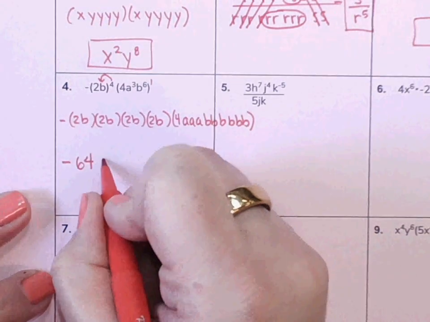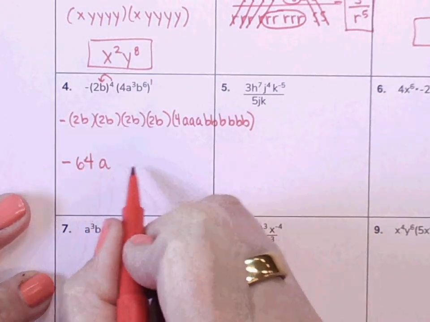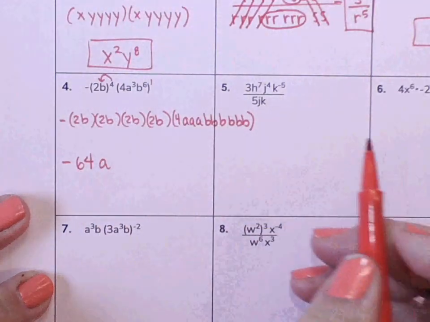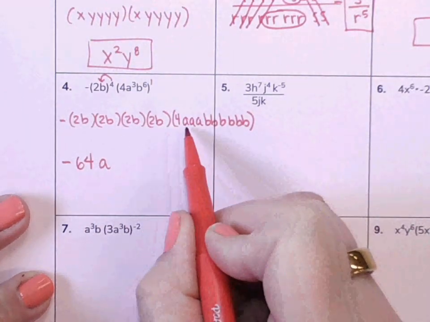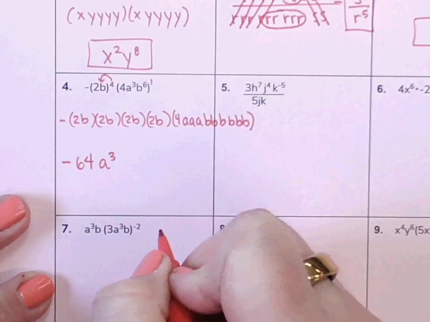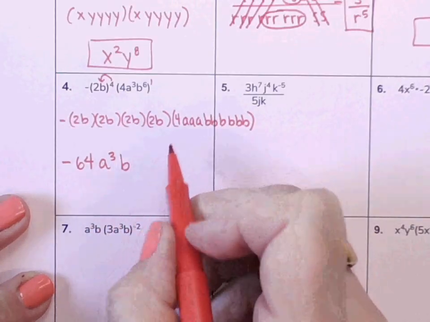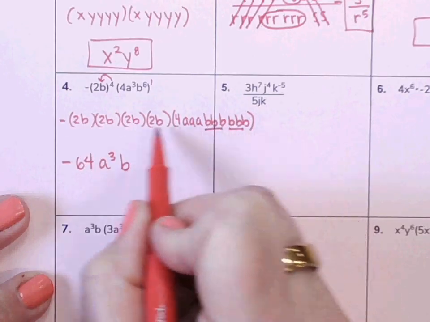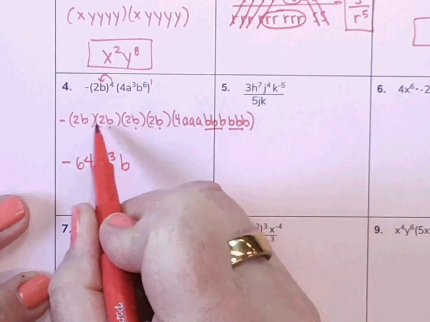And then how many A's do I have? Because I want to list these in alphabetical order. So I'm going to put the A first, but if you put the B first, that's okay. We have 3 A's, so A to the 3rd. How many B's? Well, we have 6 over here, 7, 8, 9, 10.